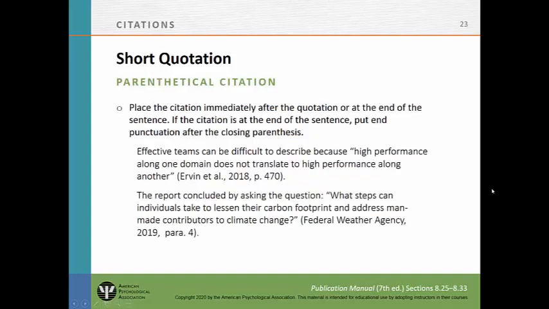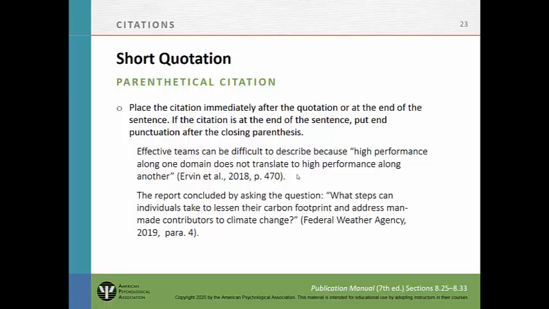Okay. So an example here, you have "because high performance..." Notice the sentence is ending. This is the end of the sentence. Close your quotation marks, put your citation in, period. Notice the citation is first author, et al., in this case, comma, 2018, comma, p. period, space, the page number, close parentheses, and then end your sentence.